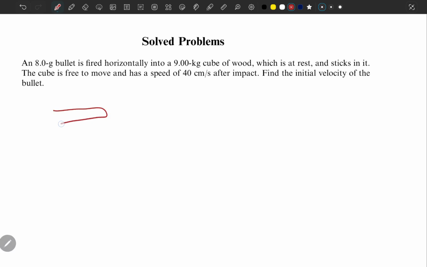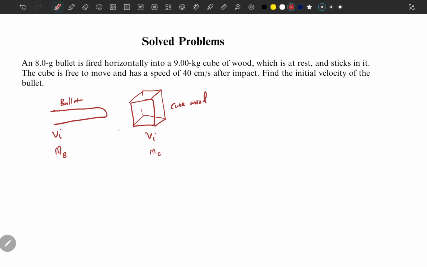Now here's the thing. If this is a bullet moving, then it hits a cube of wood. So this is a bullet and this is a cube of wood. The bullet has its own initial velocity and its own mass, which we can call the mass of the bullet. The cube also has its initial velocity and its own mass, the mass of the cube.